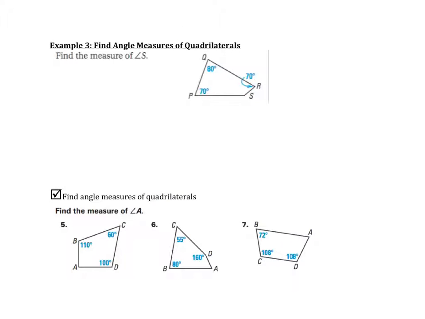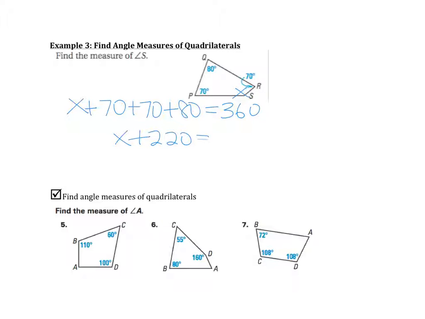So let's find the angle measure of S. And it's okay if we just call it X. A quadrilateral sum must add up to 360. So you solve for X, and X equals 140.